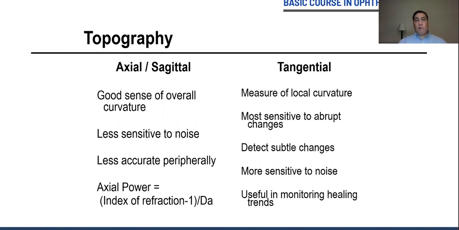If I'm looking for a certain healing in the cornea, I might request a tangential map. But if I'm looking at refractive surgery, where I want to know the overall power or sense of curvature of the cornea, then I will request an axial sagittal. But when your patient undergoes topography, both images are automatically taken anyway. So the patient won't have to go back for a tangential if it was missed. You will always have both images available in the computer.